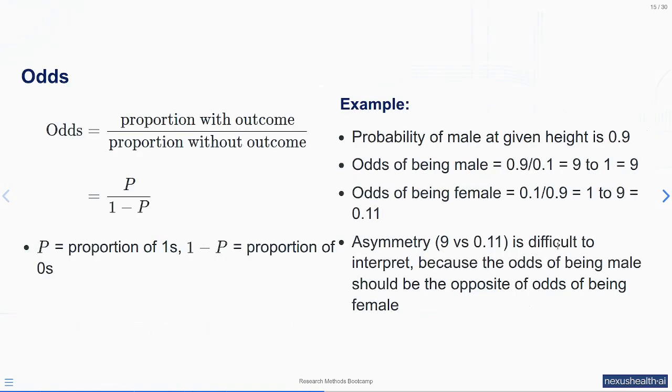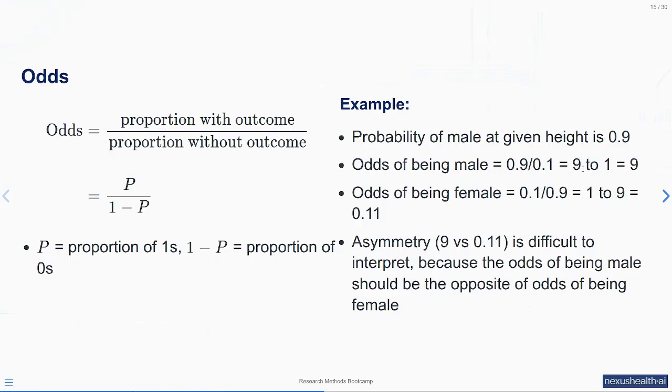Let us consider, for example, odds. What is the definition of odds? Odds simply means the proportion with the outcome divided by the proportion without the outcome. So if, for example, the probability of male at a given height is 0.9, then the odds of being male is 0.9 over 0.1, 0.1 being the probability of not being male. And how did we get 0.1? We subtracted 0.9 from 1. So we have 0.9 divided by 0.1. This gives us 9. So the odds of being male at that given height is 9 to 1, which is 9.